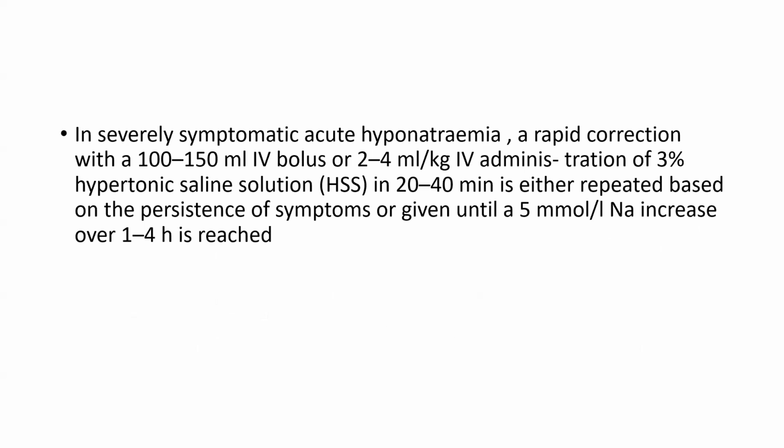In severe symptomatic acute hyponatremia, rapid correction with a 100 to 150 ml IV bolus or 2 to 4 ml per kg IV administration of 3% hypertonic saline solution in 20 to 40 minutes is either repeated based on the persistence of symptoms or given until a 5 mmol per liter sodium increase over 1 to 4 hours is reached.